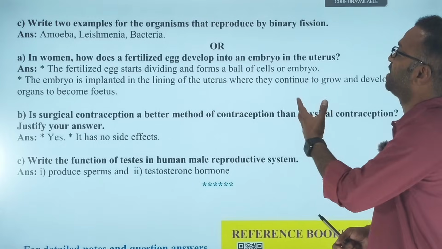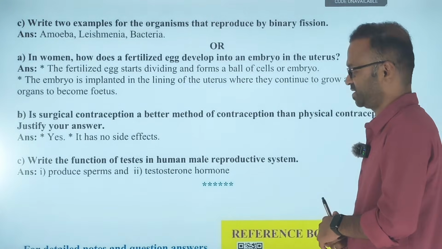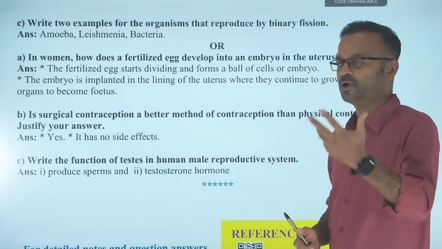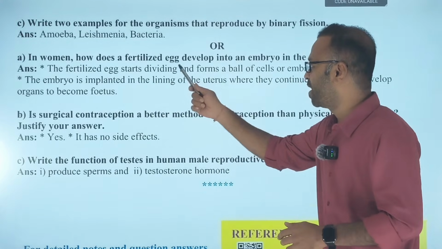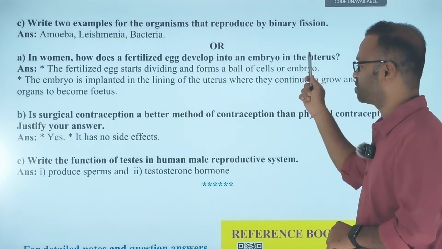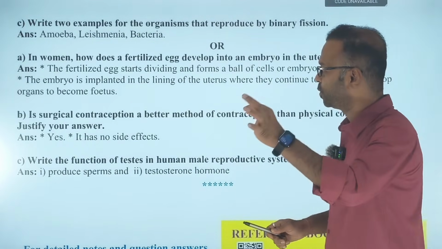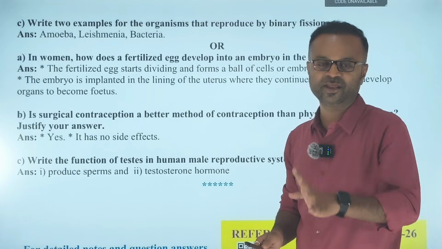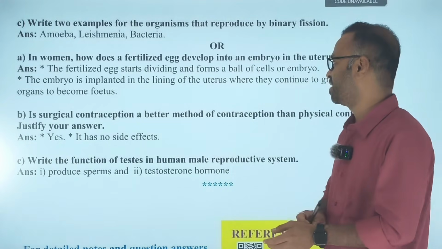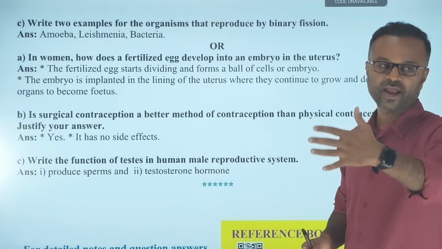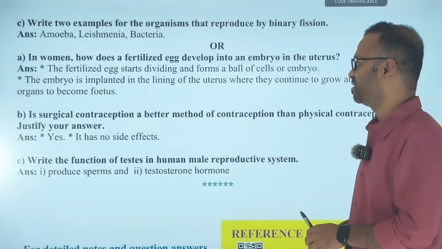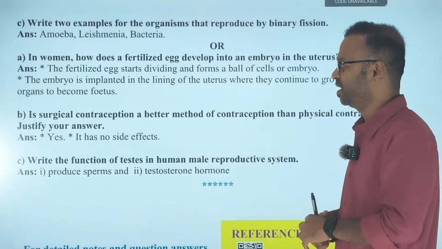In women, how does a fertilized egg develop into an embryo in the uterus? If the egg is fertilized, how will it develop? The fertilized egg starts dividing and forms a ball of cells that is called an embryo. That embryo slowly gets implanted on the lining of the uterus, so-called placenta, where the nourishment and also the waste will be taken from the mother's blood, and that's how the fetus will be growing.